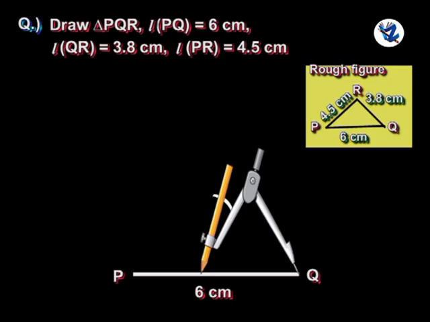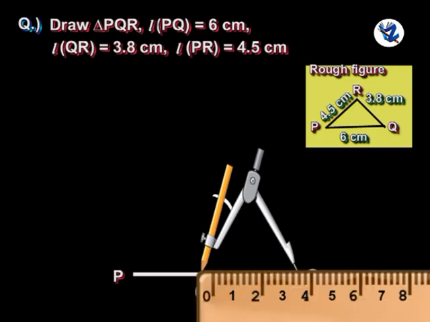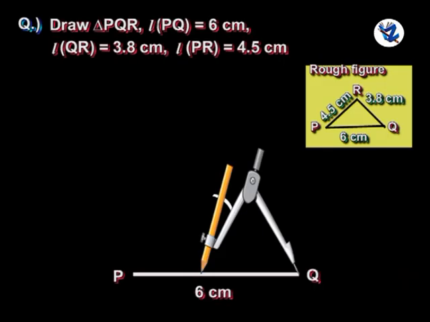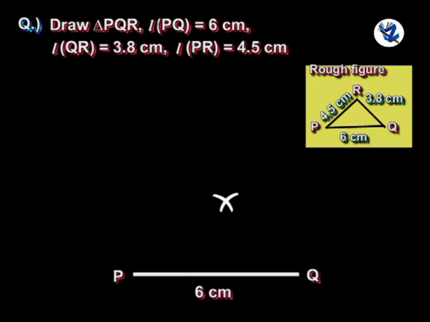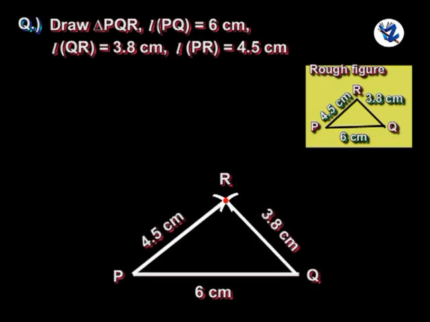Now keep the point on Q and take the distance of 3.8 centimeters. Keeping the point at Q, draw an arc which intersects the initial arc. The point of intersection is R. Now join PR and QR. So this is the required triangle PQR.